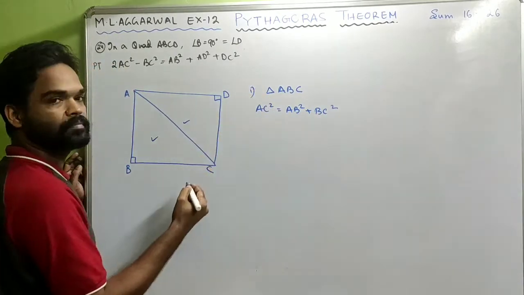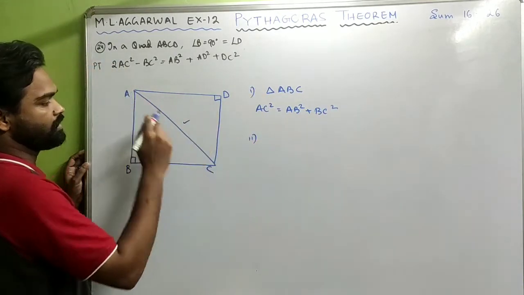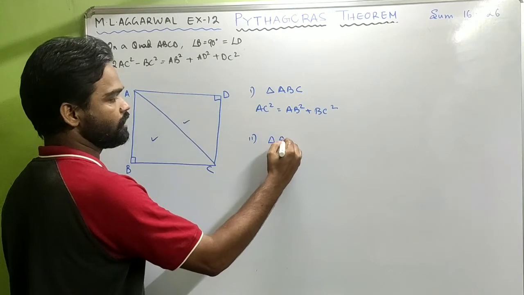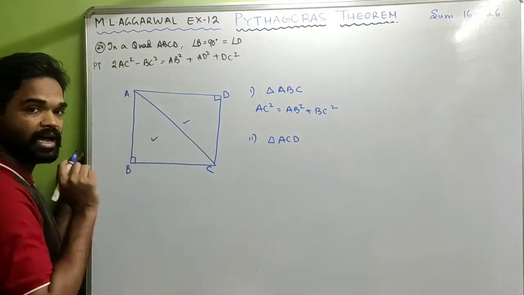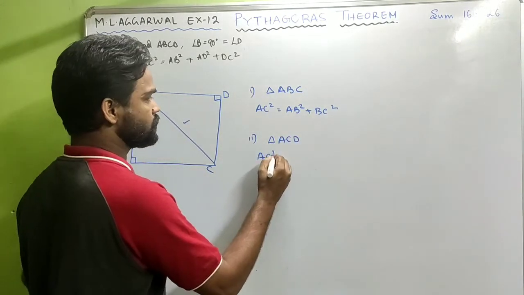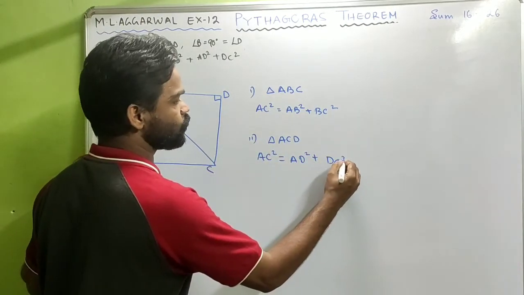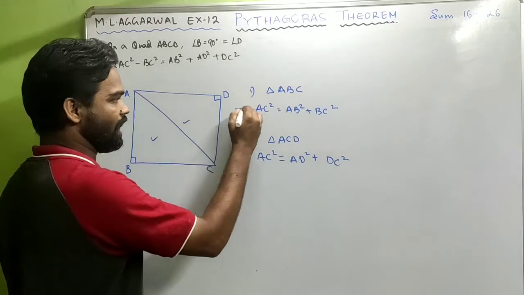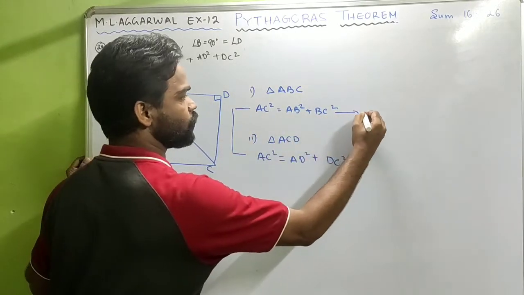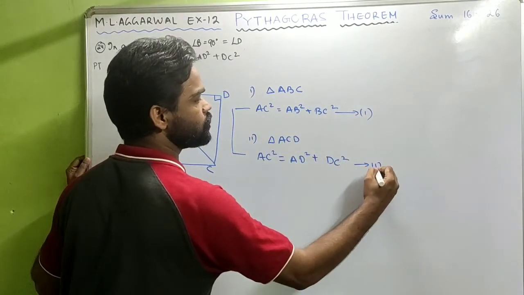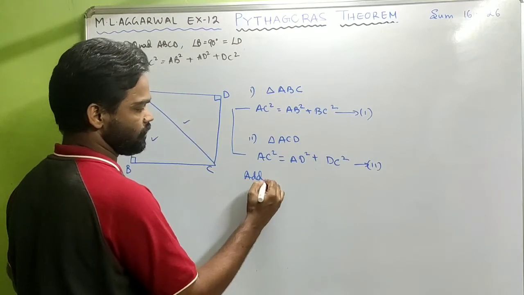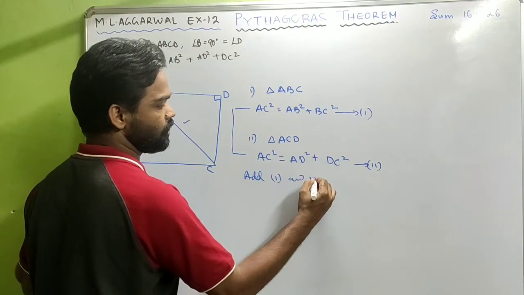Done. Then look at triangle ACD. Again, AC is the hypotenuse. So AC square equals AD square plus DC square. Now I'll add these two. Suppose this was equation 1 and this is 2. So adding 1 and 2.